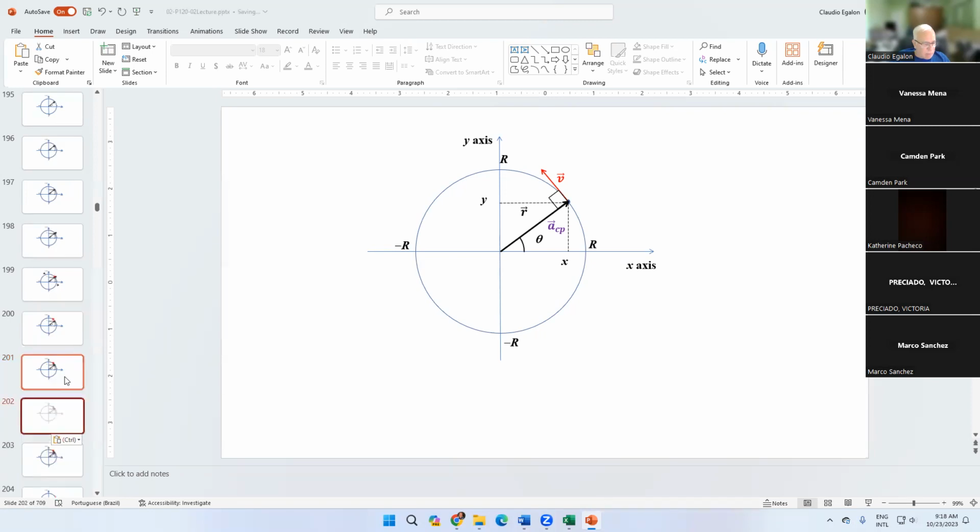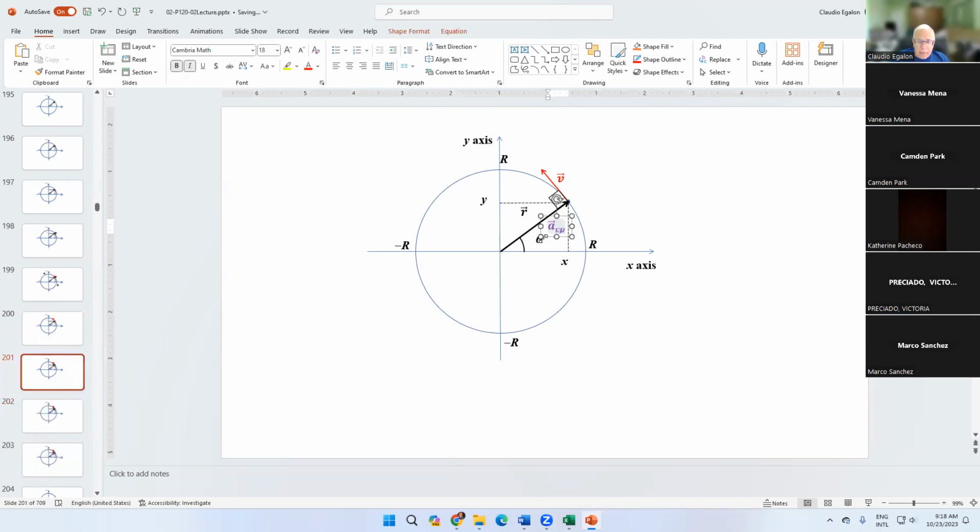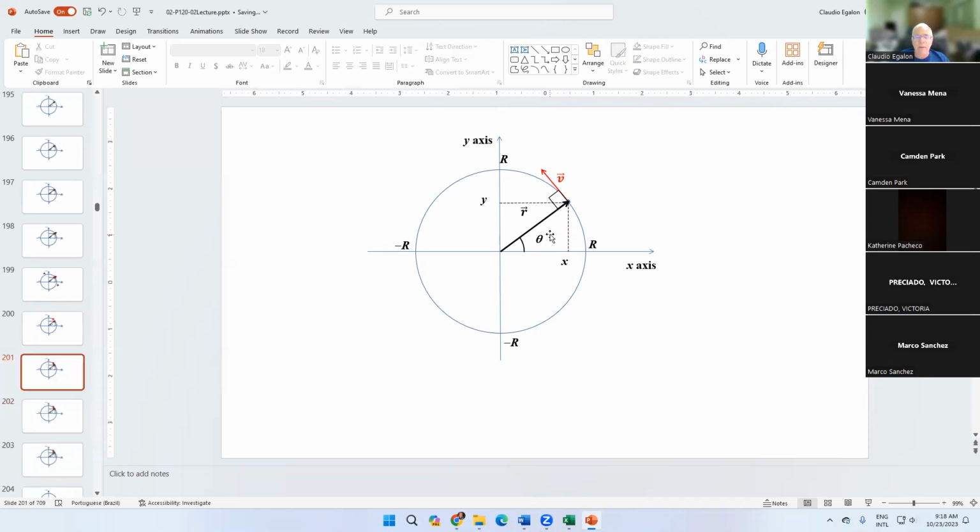This acceleration is not supposed to be there yet. Let me erase that. Okay, now it's supposed to be there. And then recall that I told you that the acceleration vector always points towards the concavity of the path, and that's exactly what you have here.